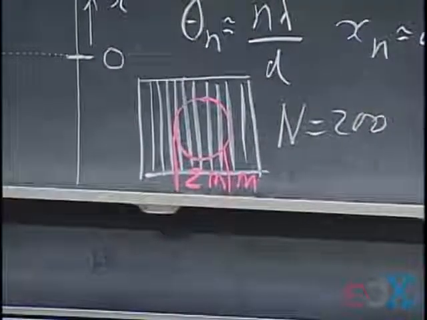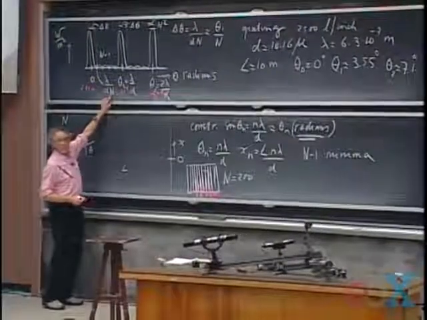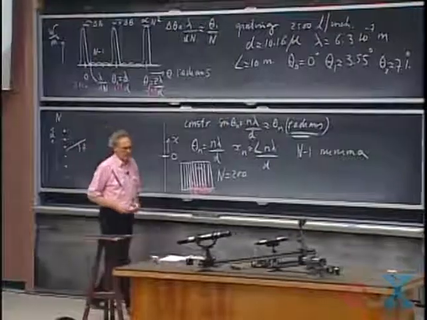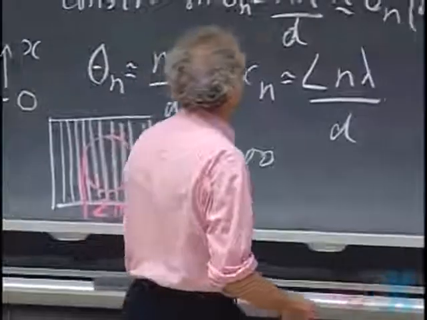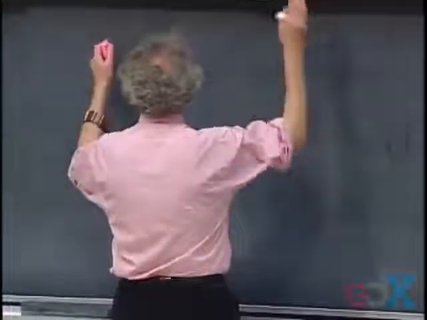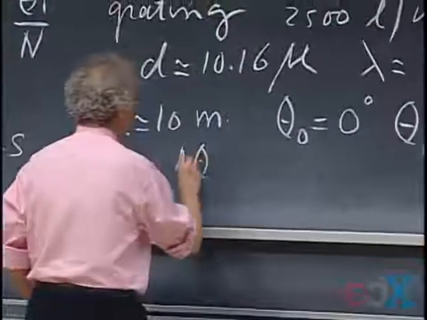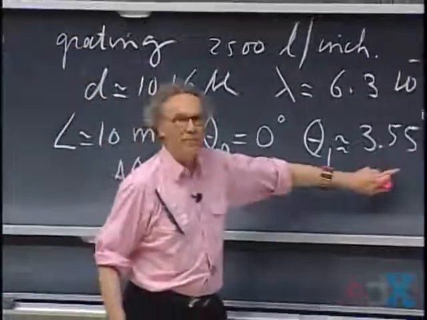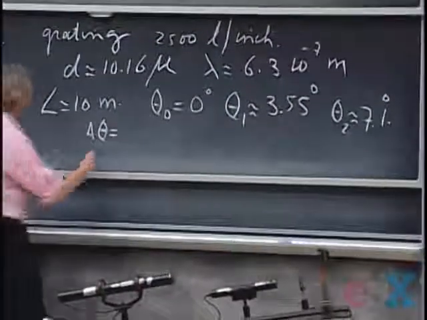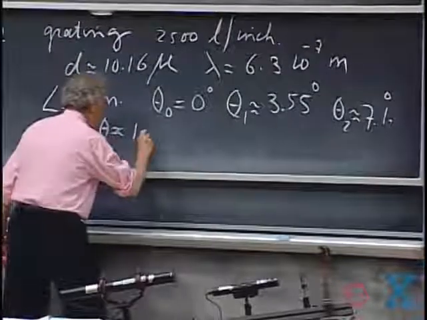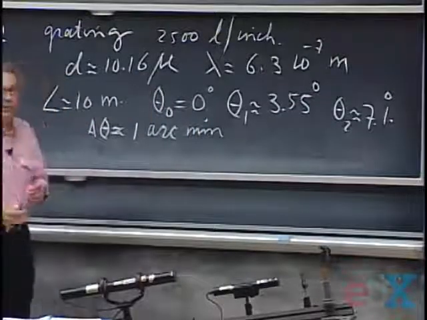And if I have 200 lines, I can now calculate how wide that line is going to be, because this factor of n enters into it here. And if I express that in terms of that angle delta theta, then delta theta is the 3.55 degrees divided by 200. And that's an extremely small angle. That angle is approximately 1 arc minute, which is 60 times smaller than 1 degree.